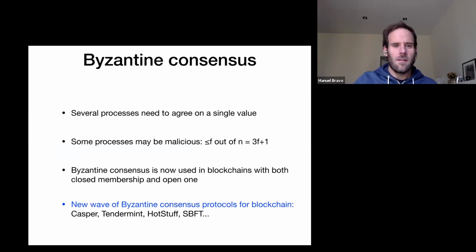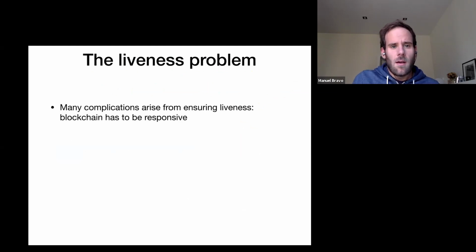So thank you for the introduction. Byzantine consensus is a classical problem of distributed computing where several processes need to agree on a single value, while some of these processes may be malicious. Byzantine consensus is now used in blockchains, both with closed membership and open one. And this motivated new Byzantine consensus protocols specifically designed for blockchain.